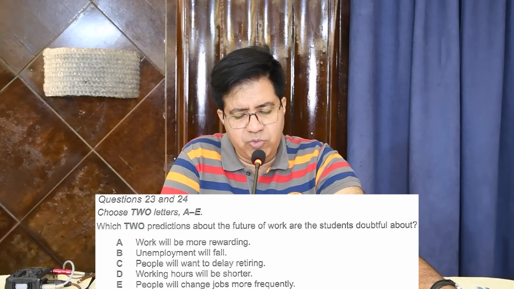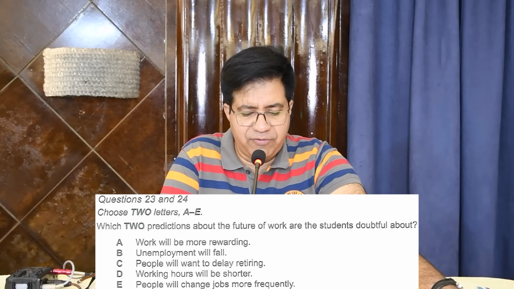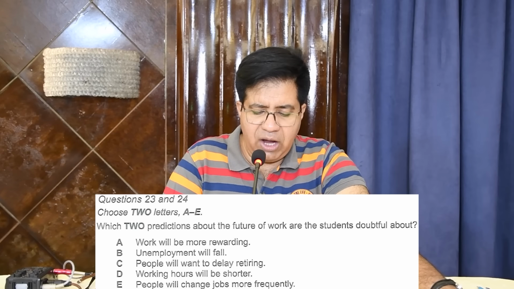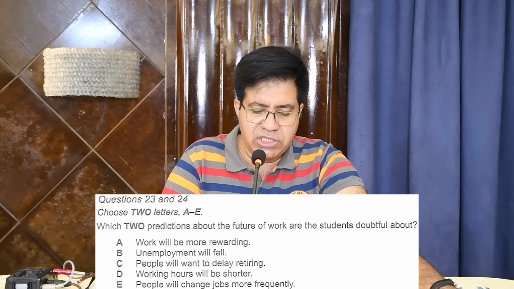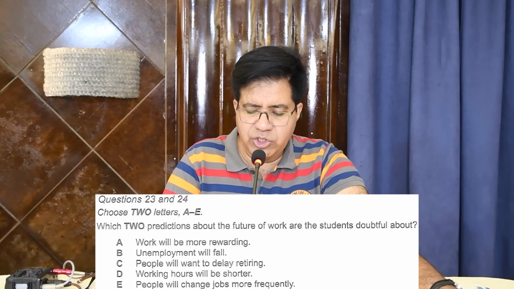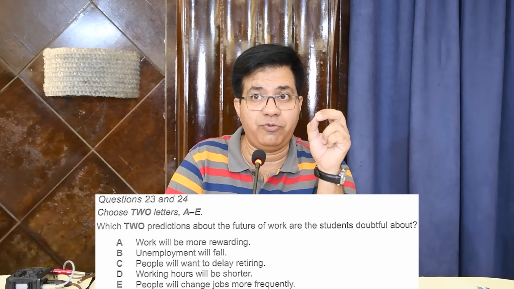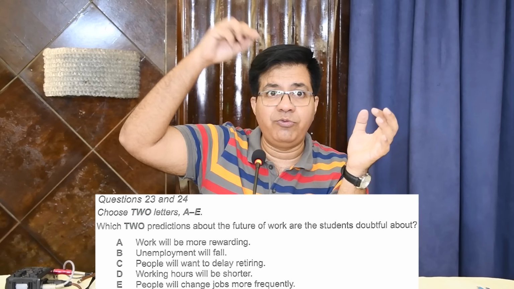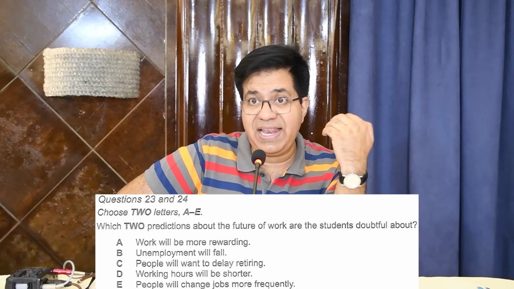Now we've got questions 23 and 24. Choose two letters A to E. Which two predictions, underline the word two predictions, about future of work, underline future of work. Two predictions, future of work, students doubtful about. Now about two things they are doubtful, encircle the word doubtful. And about three things they are sure that this will happen.